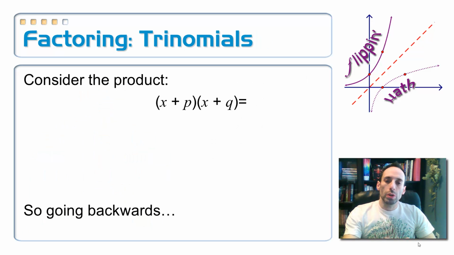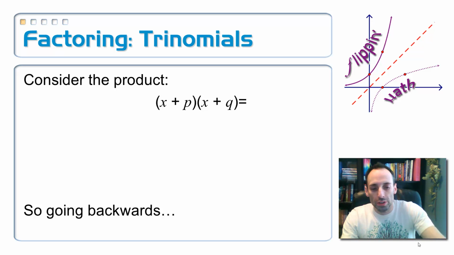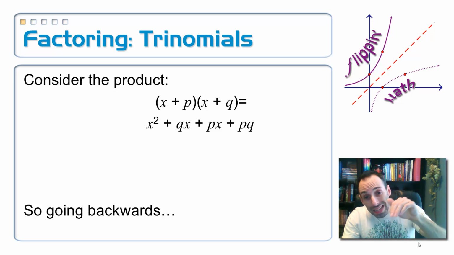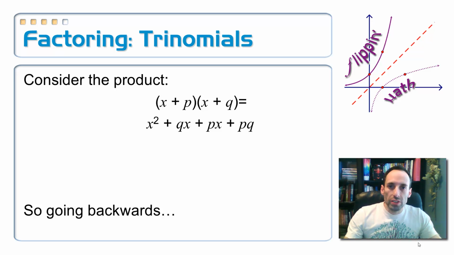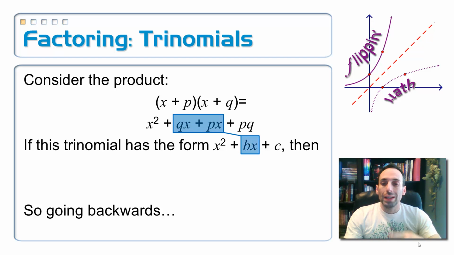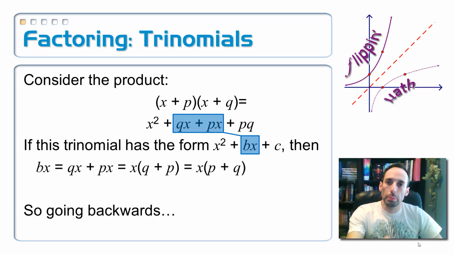If the answer is yes, let's consider this product here: x plus p times x plus q. Let's go ahead and FOIL that out. You'll see why in just a second. If I FOIL that out, I get x squared plus qx plus px plus pq. Doesn't seem very helpful yet, right? But it will be. If this trinomial has the form x squared plus bx plus c, then the bx term must come from the sum of qx plus px. That's the only place it could possibly come from.